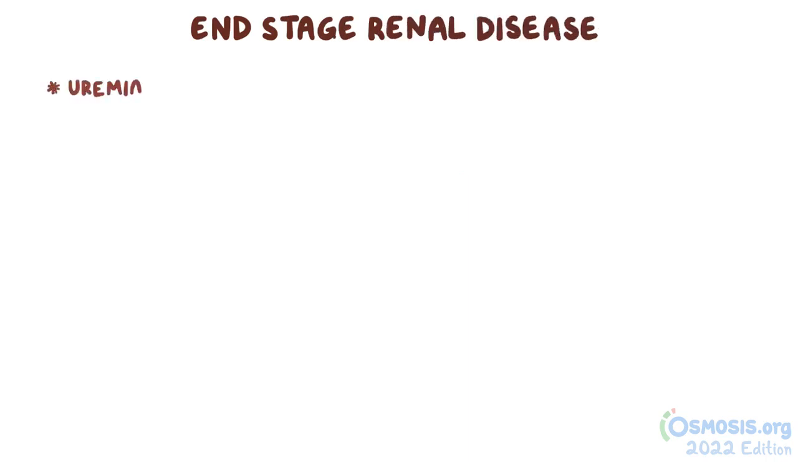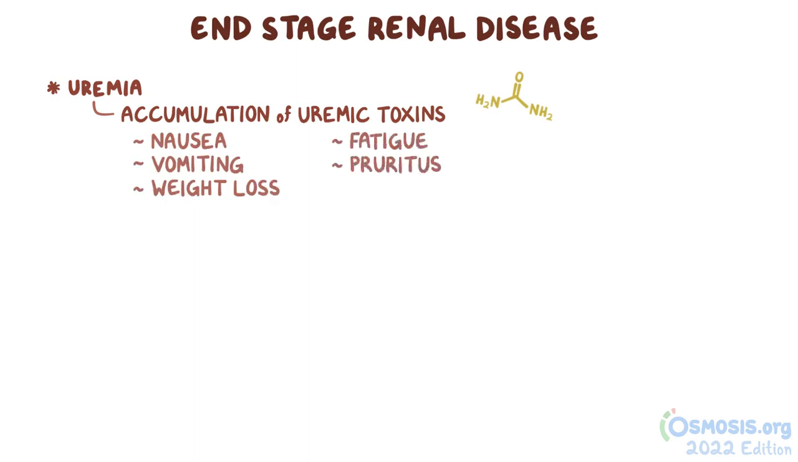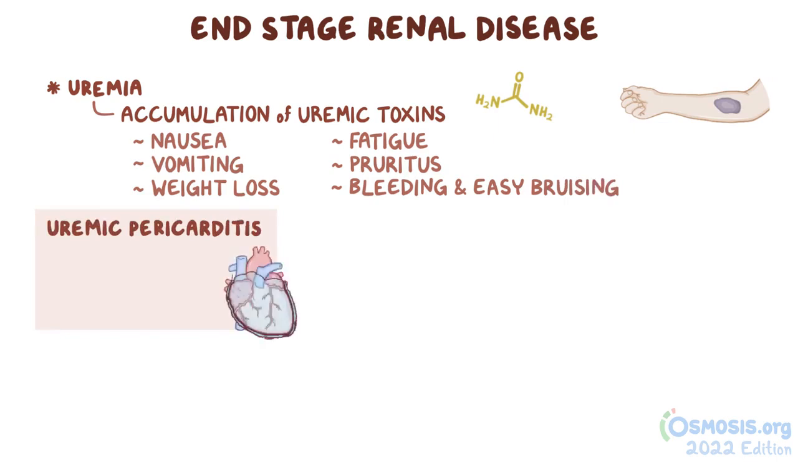Now, in individuals with ESRD, there may be uremia, which is caused by the accumulation of uremic toxins, including urea itself. Symptoms include nausea, vomiting, weight loss, fatigue, and pruritus. Another sign of uremia is bleeding and easy bruising, and that's due to platelet dysfunction. There's also uremic pericarditis, which can cause chest pain, and on auscultation, there's a pericardial friction rub.